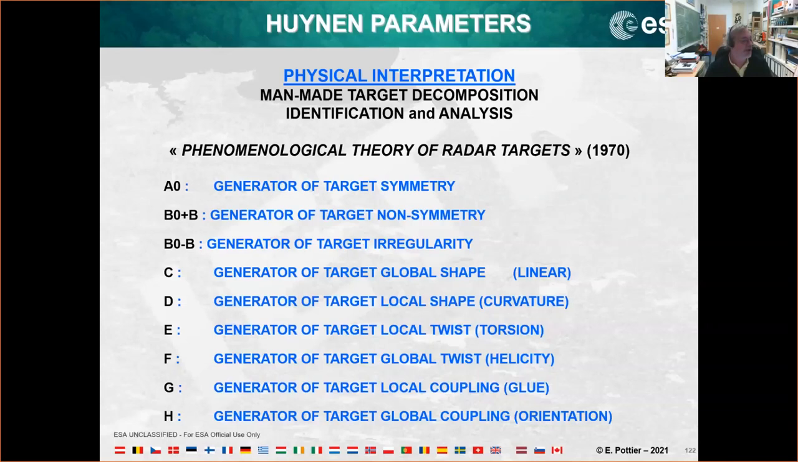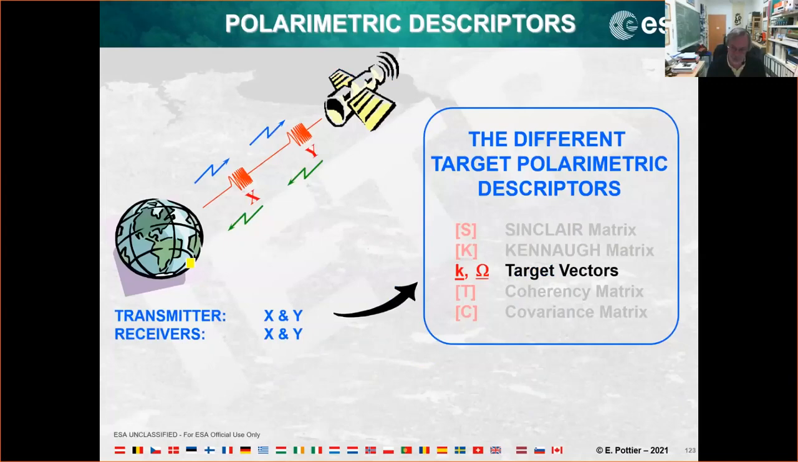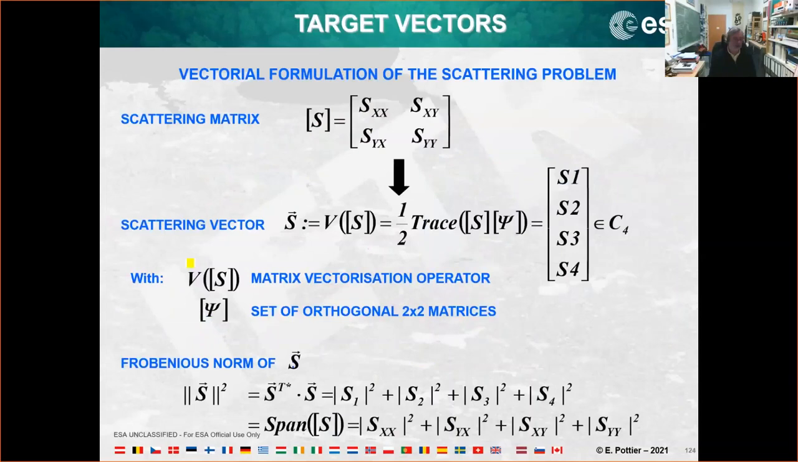Okay, so if we continue with the different descriptors, this was the Kennaugh matrix and the Huynen generators. The next descriptor is the following. We are going to start with the target vectors. What does it mean? It means that I don't like to work with a scattering matrix. Usually we prefer to work with vectors. From an electromagnetic theory point of view, it's easier to handle vectors than matrices.